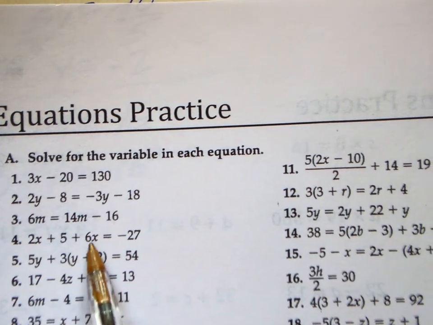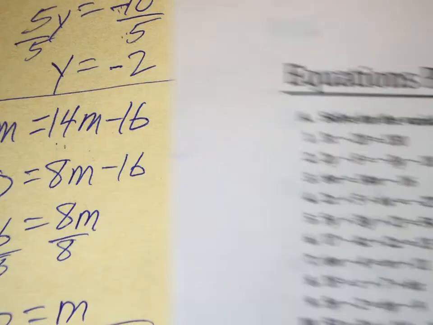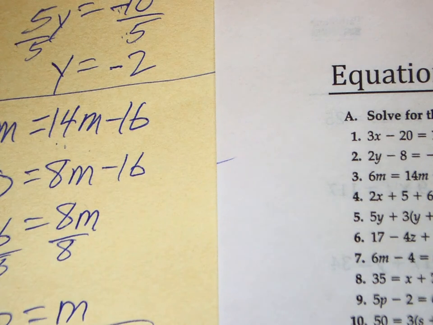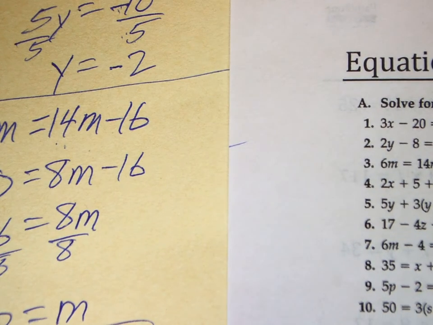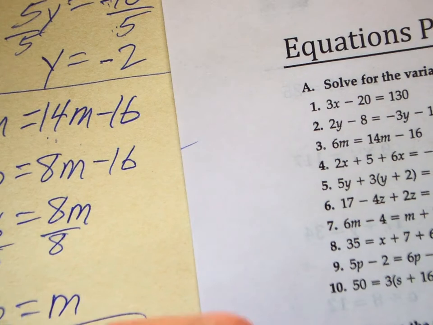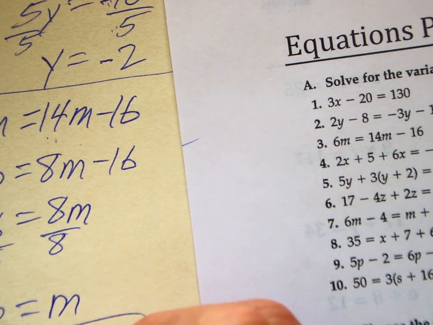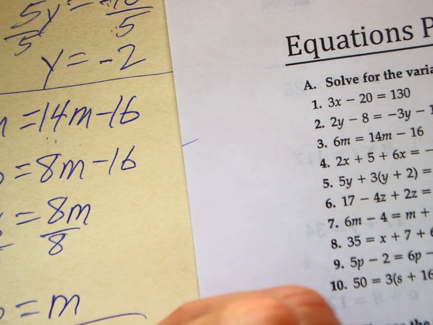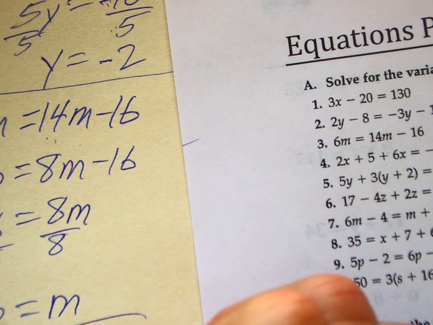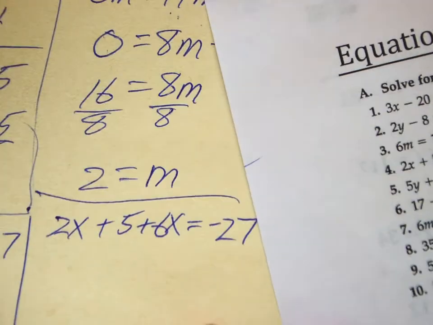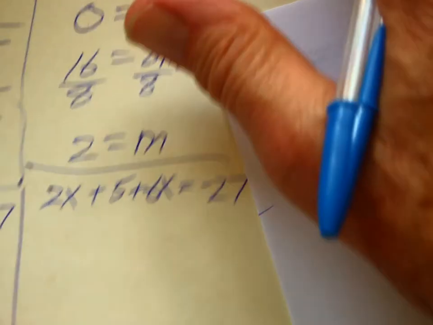2x plus 5 plus 6x equals negative 27. You can pause me, or you can let me copy it over and then pause me. Plus 5 plus 6x equals negative 27. Try it on your own and then check back. Okay, did you do it?